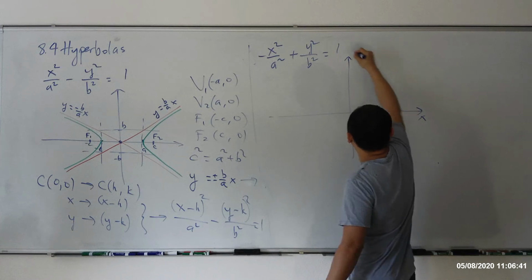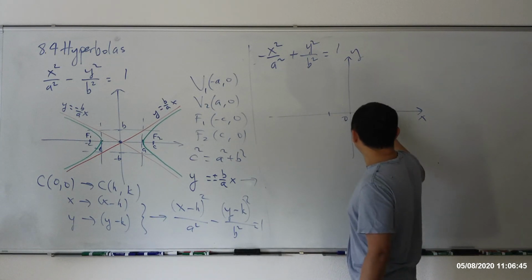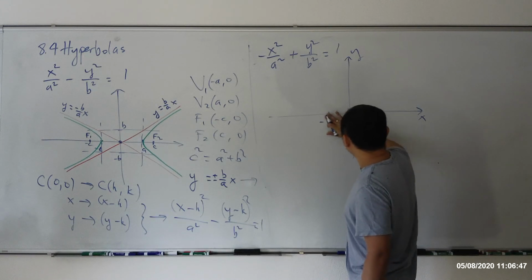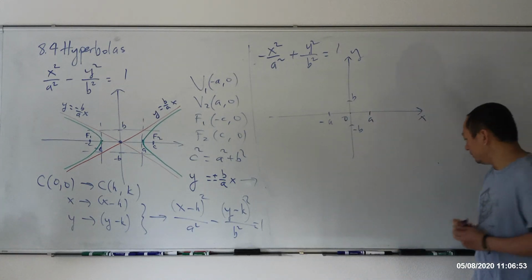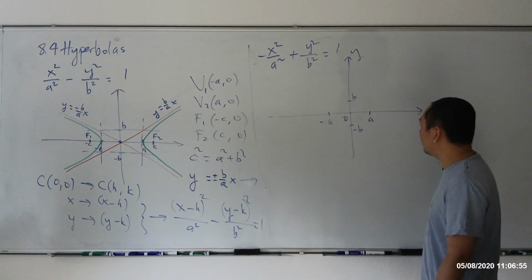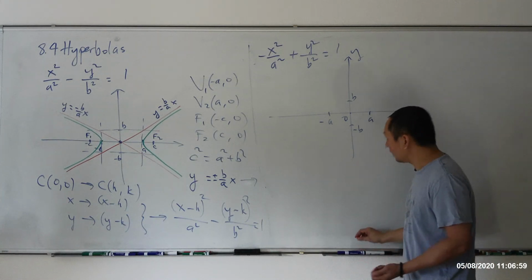X-axis, y-axis, same from origin. We move left and right A units, right? We move up and down B units, B here, negative B there. It doesn't matter which one's bigger. A could be bigger than B, or B could be bigger than A. That won't change anything.